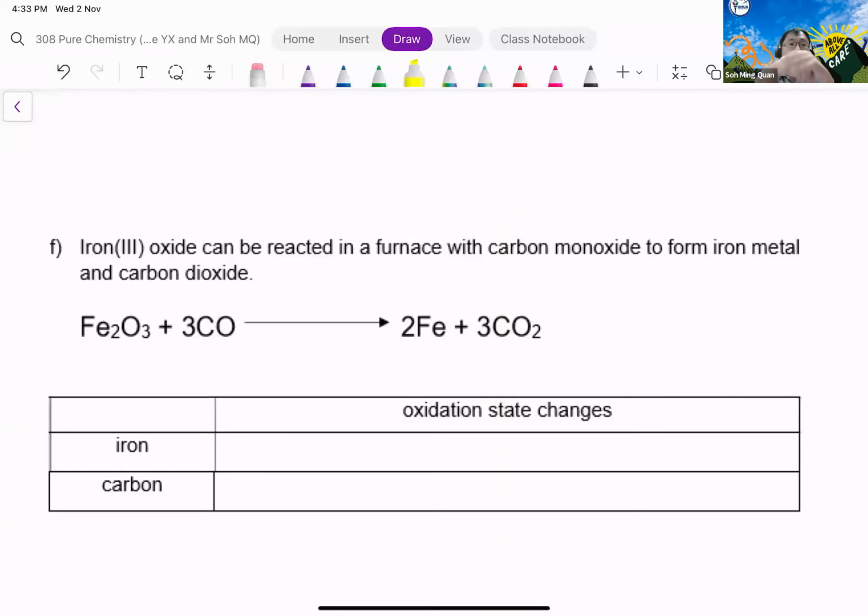Okay, are we at part F on page 11? If you are, can you please give me a thumbs up so I know you're there already?